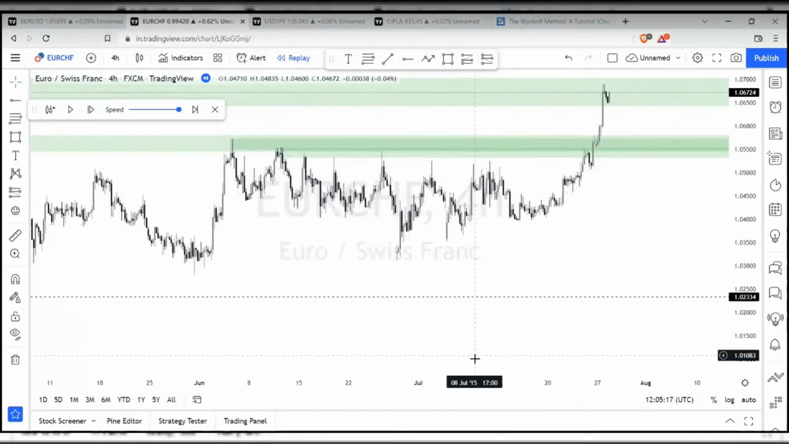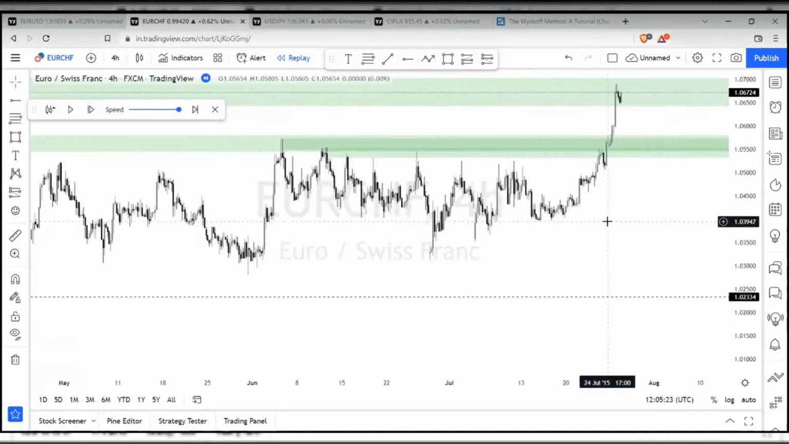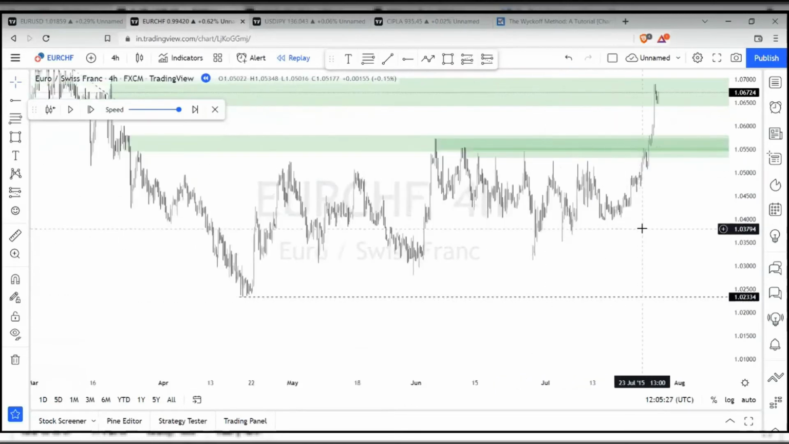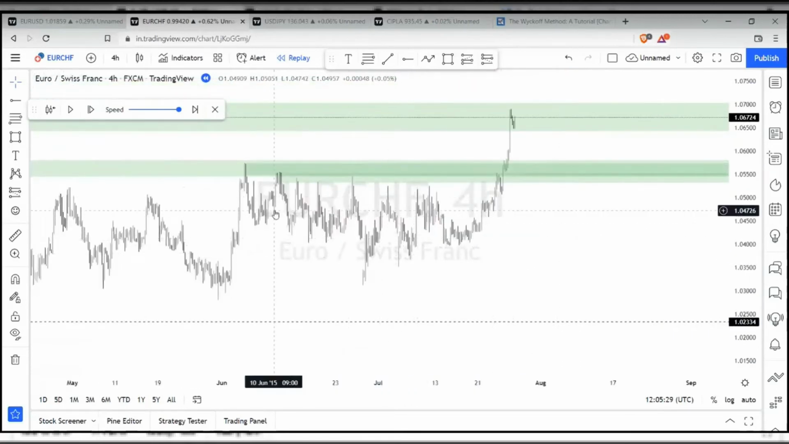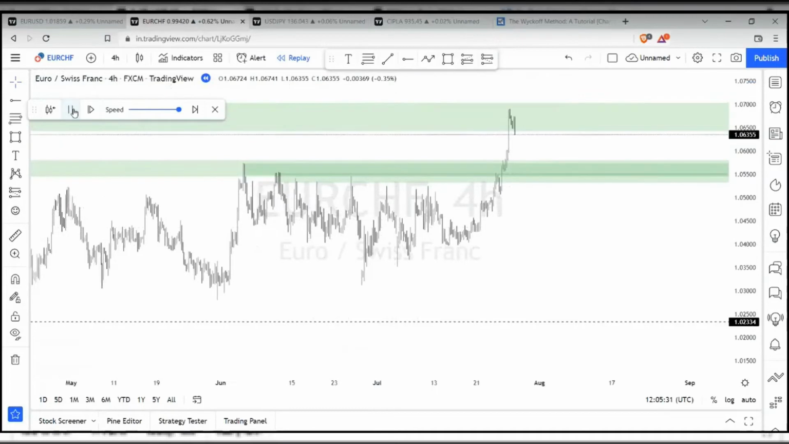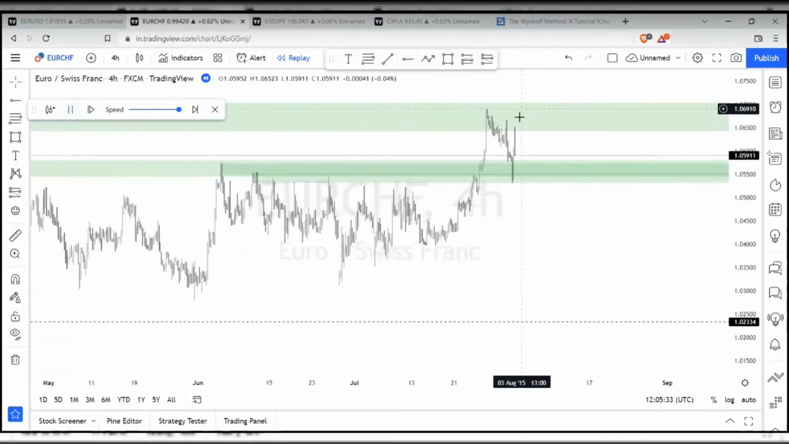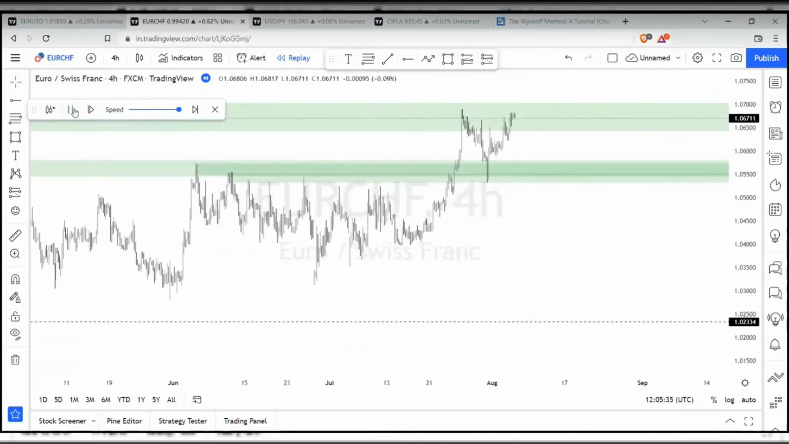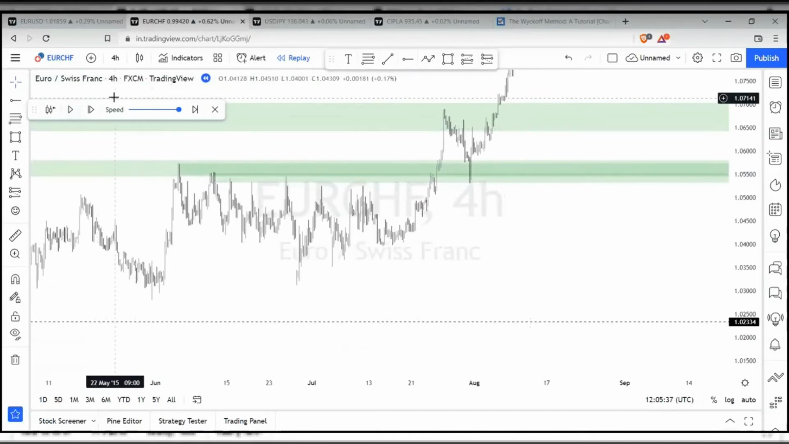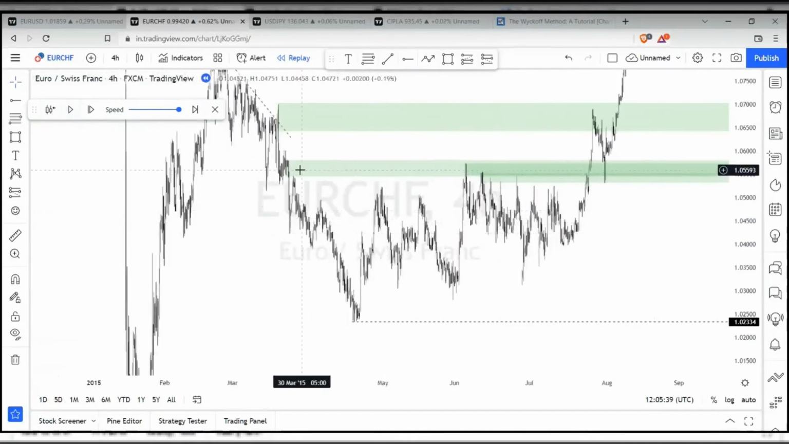So that's when you need to be very aggressive with your BE and taking partials, because it shows that the institutions are not yet ready to pull this down. Okay, so I hope that gives you a little bit of insight. So this is the zone that we're looking for a sale, and that did not happen. So these zones are no more important to us.